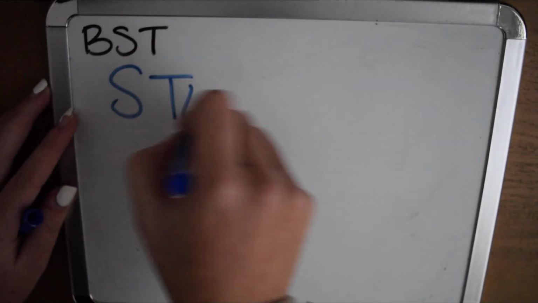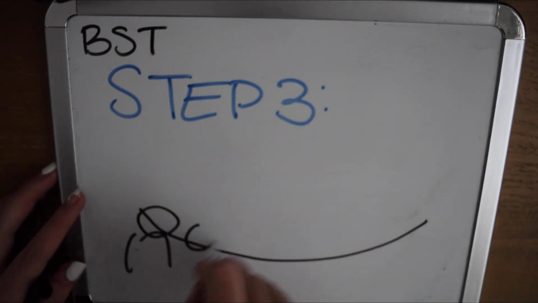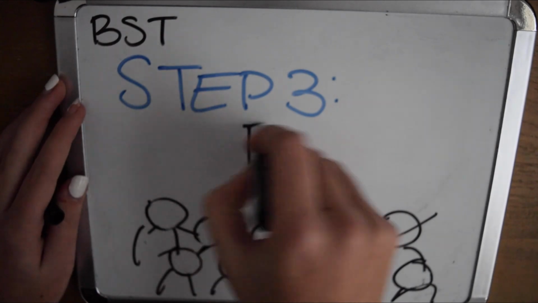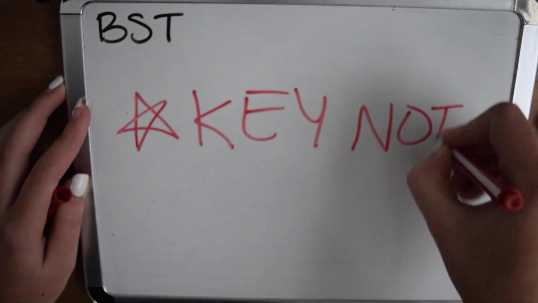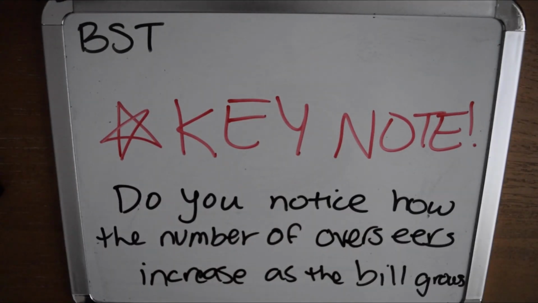Now that the bill is cleaned up, it is ready to vote on by the House. There are sometimes rules that tell us how much time can be spent on debating. Different members may speak about the bill, and the amendments may also be debated. Key note: do you notice how the number of overseers of the bill increase as the bill grows?